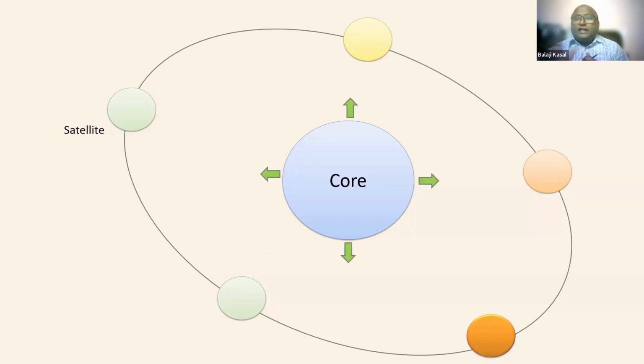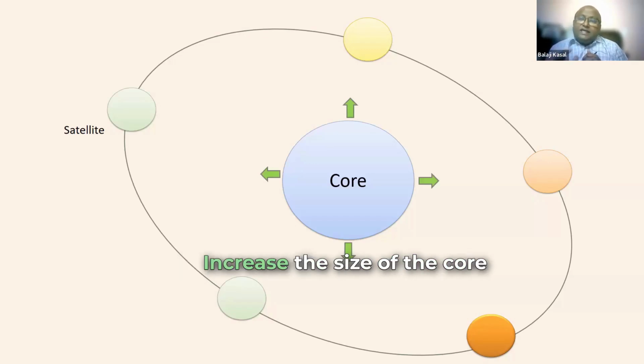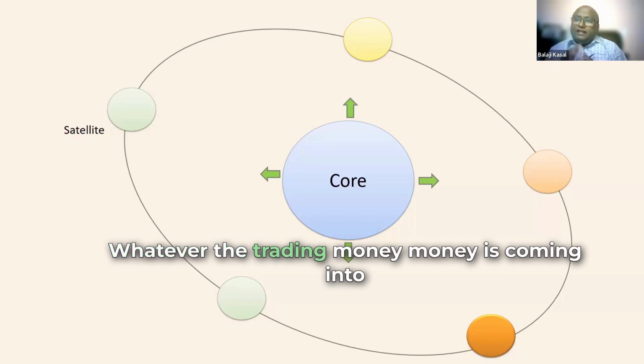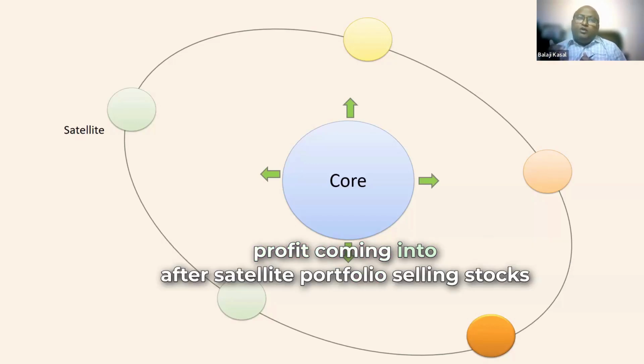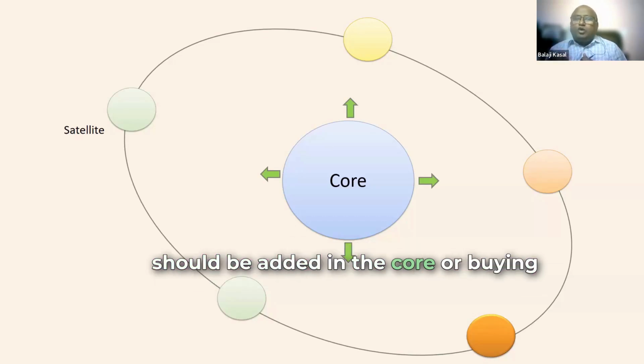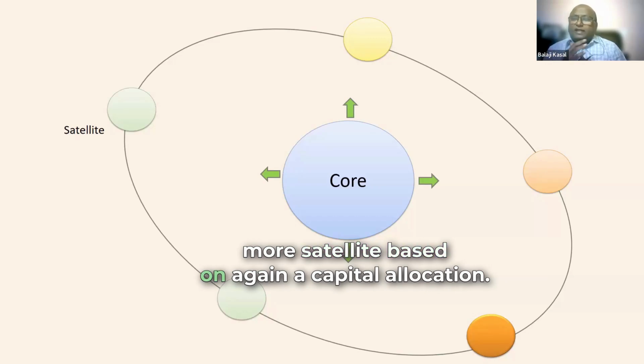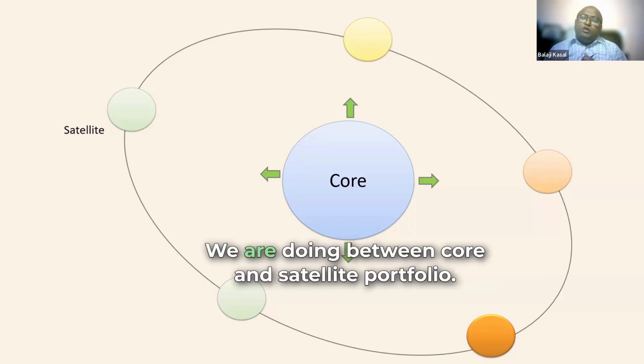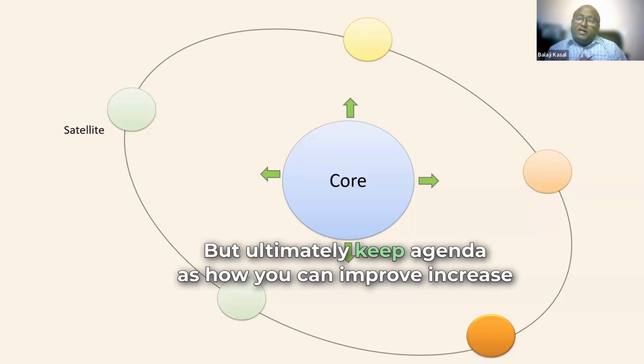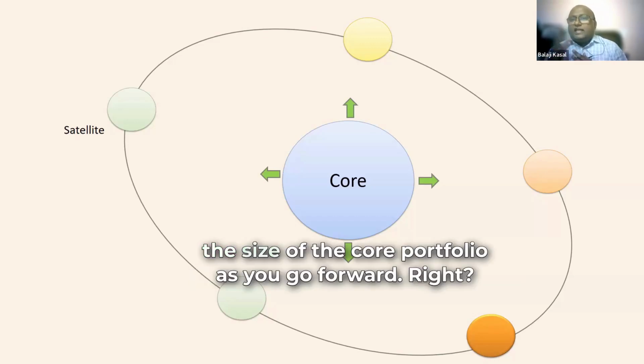And always try to make this our agenda: increase the size of the core portfolio as much as possible. Whatever trading money is coming in as profit after selling satellite portfolio stocks should be added to the core, or used to buy more satellite based on the capital allocation we are doing between core and satellite. But ultimately keep the agenda of how you can increase the size of the core portfolio as you go forward, right?